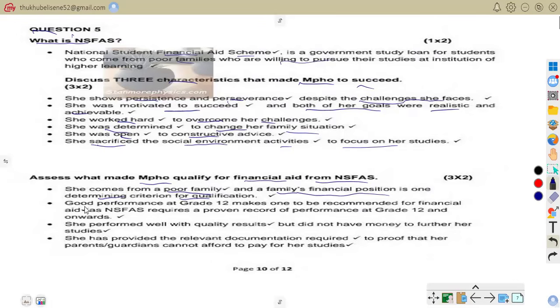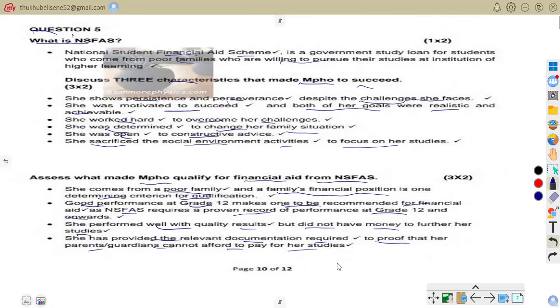Also, what made Mpho qualify is her good performance in grade 12, which makes one recommended for financial aid, as NSFAS requires a proven record of performance from grade 12 onwards. So here we are talking about good academic performance. Students with strong grade 12 results are more likely to qualify like Mpho did. Mpho passed well in grade 12. So that's why she qualified. She performed well with quality results but did not have money to further her studies. Also, she provided the relevant documentation required to prove that her parents or guardians cannot afford to pay for her studies.